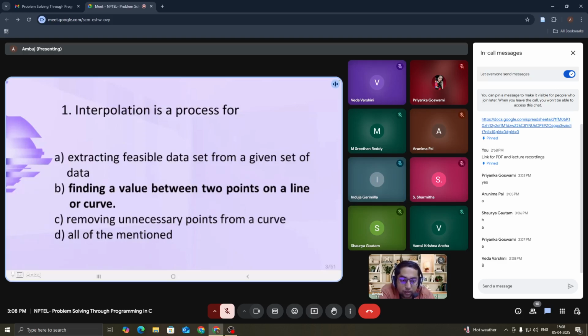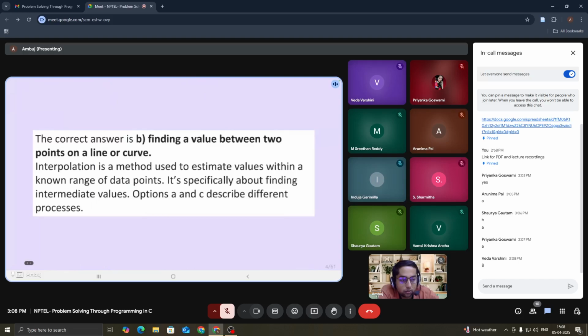Again I request you to keep a pen and paper and calculator handy with you. This is purely mathematical. As I am solving, you should also try to solve in your notebook with a pen. If you are not thorough, then please do try to understand. The correct answer would be B, finding a value between 2 points on a line or a curve.